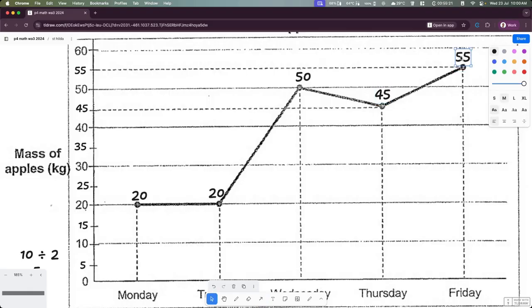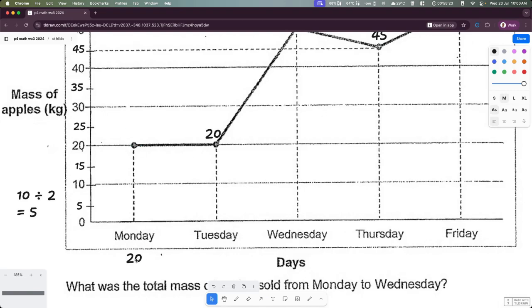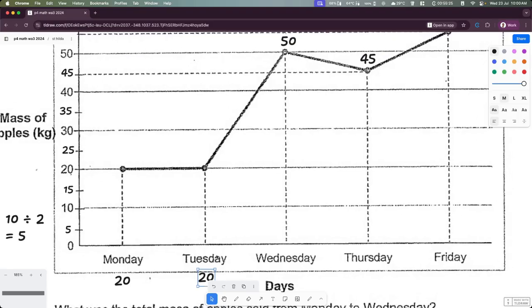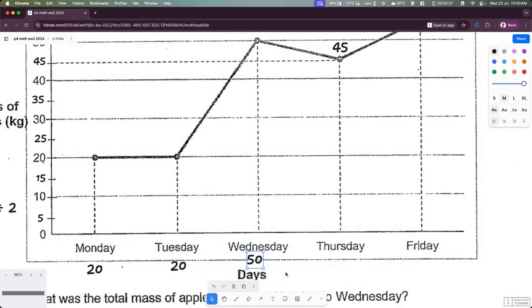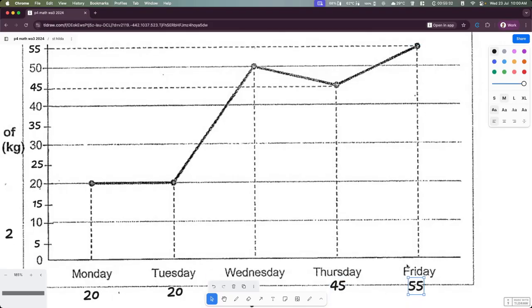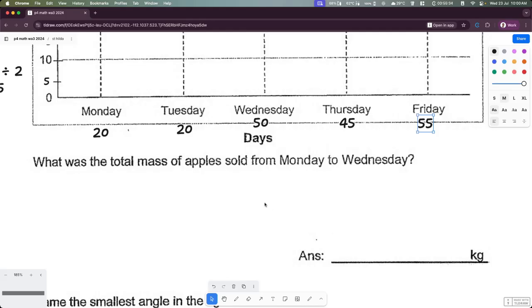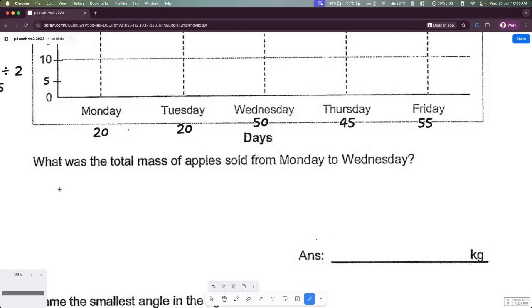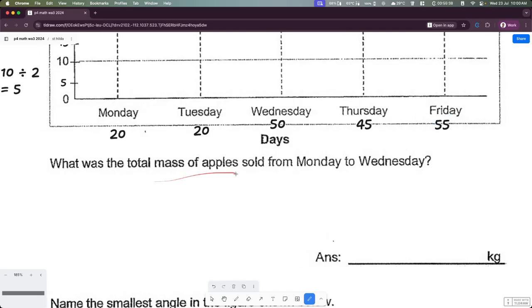Usually what I like to do is put the numbers below the days here so that it's easier to reference. I'm zooming in a lot, but I just want to make your life much easier. In this case over here, the first question says, what was the total mass of apples sold from Monday to Wednesday? So Monday to Wednesday, the total.